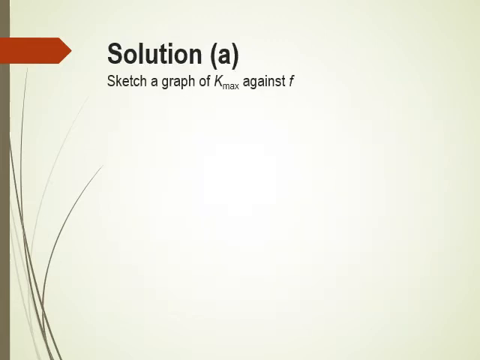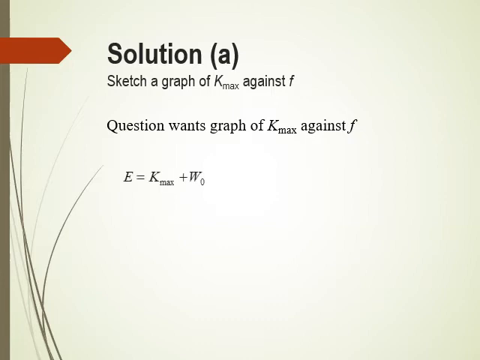Question A wants a graph of K max against f. So how are we going to solve this type of question? It is always a good idea to start from the general equation E equals K max plus W naught. Since the question wants K max as the y-axis, let us rearrange the equation. So now we have K max equals E minus W naught. However, we don't have f in this equation. So what can we do?